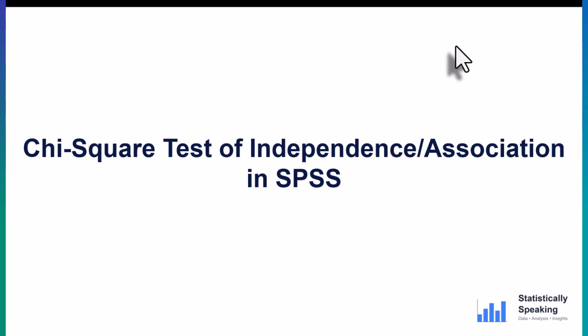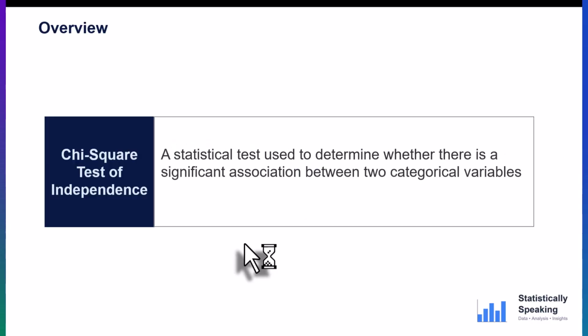Hi everyone, in this video we will use SPSS to perform a chi-square test of independence, which is also known as the chi-square test of association. So let's start with the basics. What is a chi-square test of independence? It's a statistical test that's used to determine whether there is a significant association between two categorical variables.